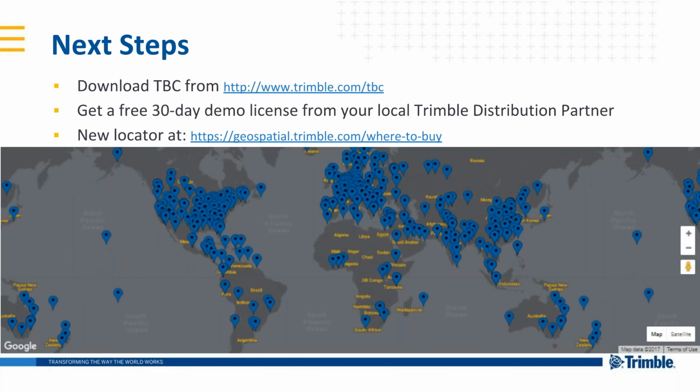Next steps, so you can go ahead and download TBC if you don't have it already. You can get a free 30-day demo license from your local Trimble distribution partner. That same distribution partner will be able to assist you with Trimble Access and the Buildings application if you're interested. There's a new geospatial dealer locator, a slick page. You can see we are worldwide.